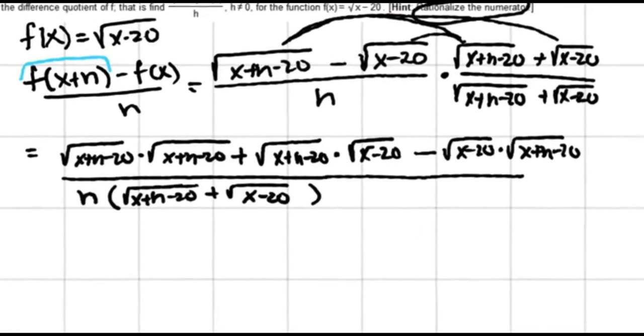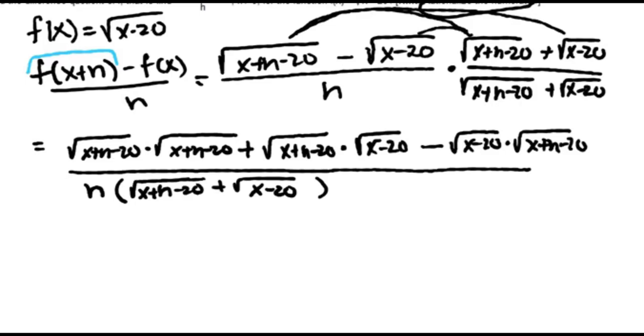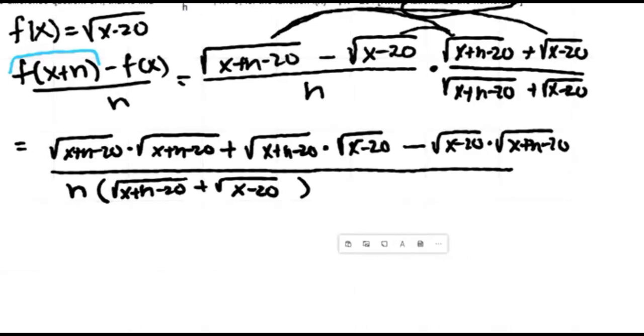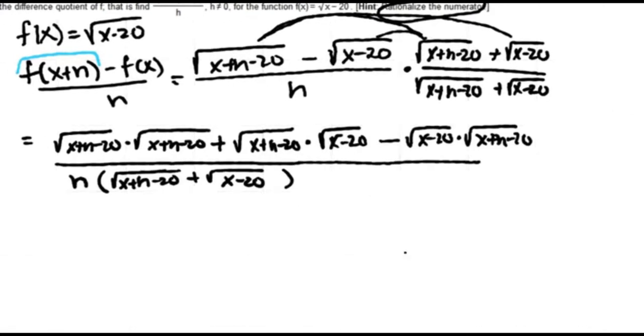Okay, I'm going to adjust here a little bit. And I hope that's within screen. Let's zoom out a little bit to make sure it is. And then we multiply the last two terms together. We're going to have minus square root of x minus 20 times square root of x minus 20.